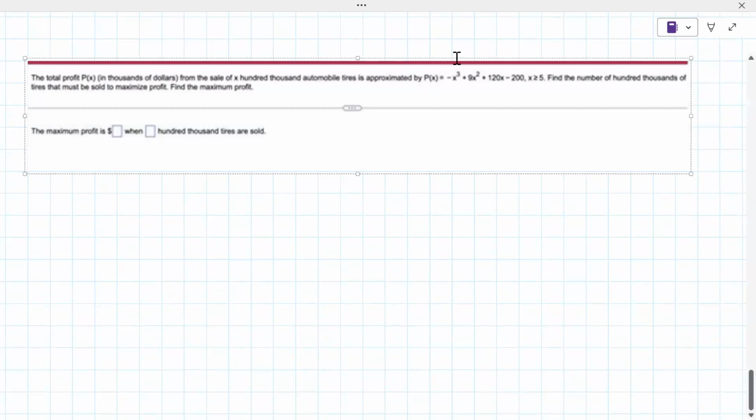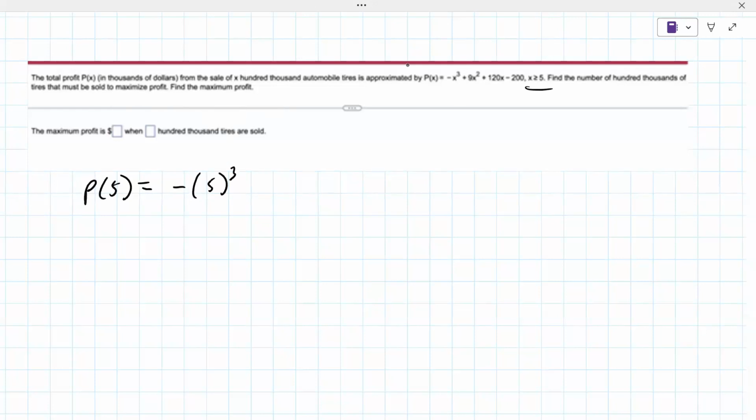Okay, total profit is given by this equation. Find the number of hundred thousands of tires that must be sold to maximize profit. So in order to maximize profit, you again have to check the endpoint, which is 5. So you really want to find P of 5. So you're going to put 5 into this equation here. All right, so I'm going to just quickly calculate that.